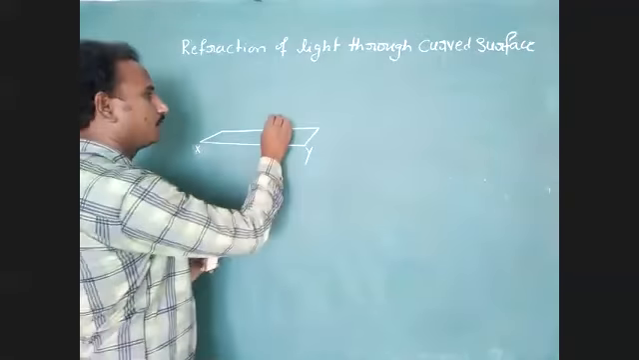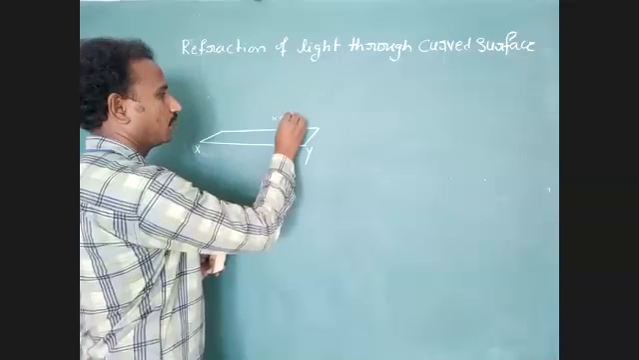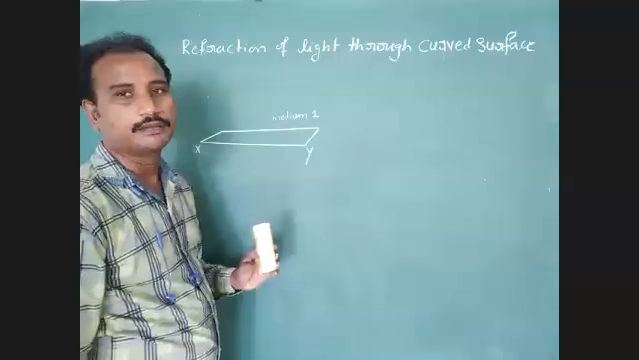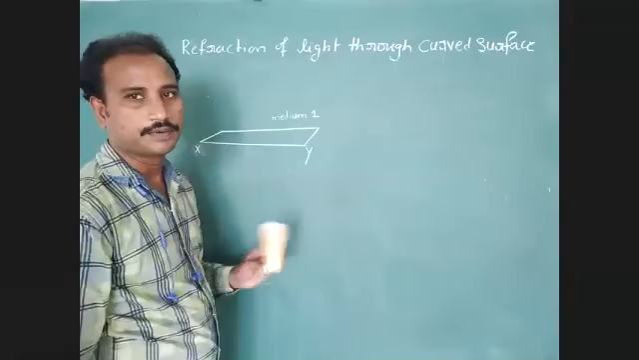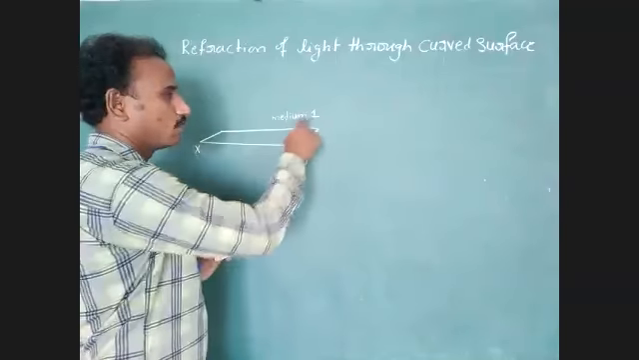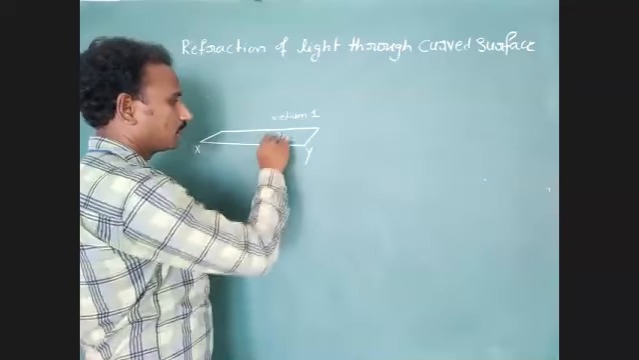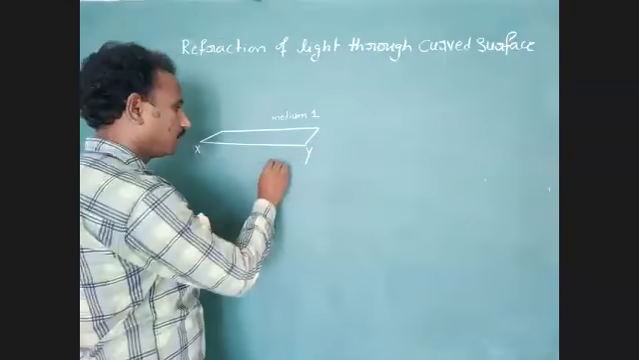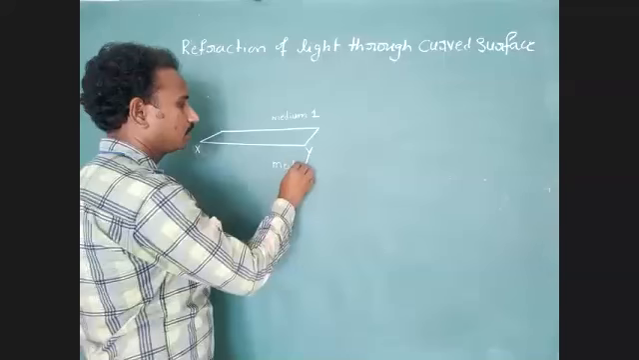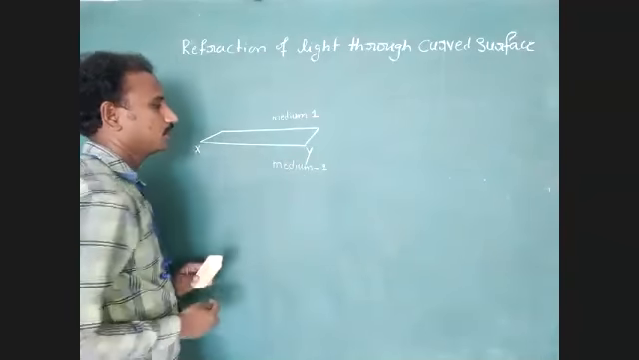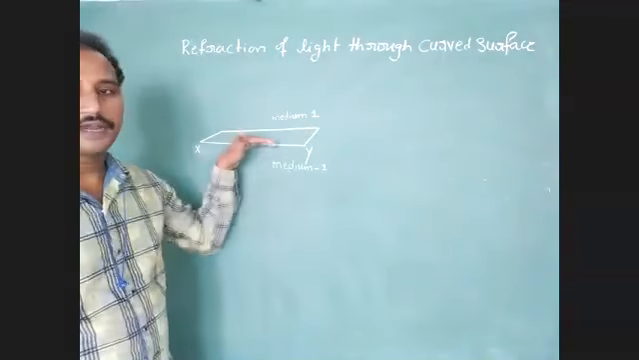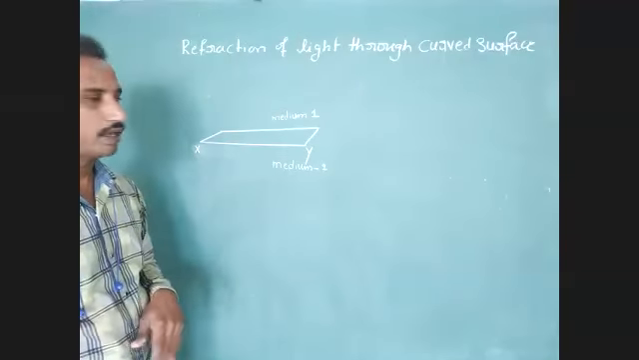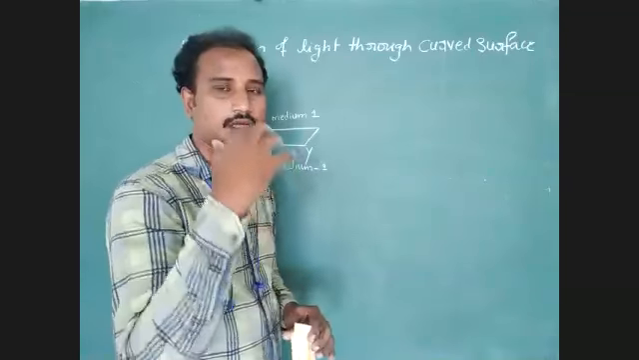Here the medium above we identify as medium 1. It represents a rarer optical medium, or a denser optical medium, whatever it is. The medium below the surface we represent as medium 2. Here we identify that this plane refracting surface separates the two mediums. Yes or no?